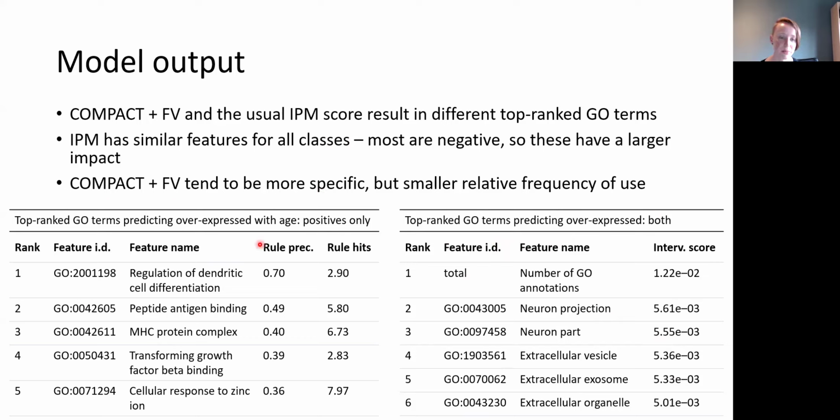The approach used in the paper tended to have more specific features, but had smaller relative frequency of use. Because most of the GO terms were negative, if you're only looking at the positive, they're not going to be used as much. So you can see the rule hits, this is the number of essentially correct times it's identified, are relatively small for some of these. But it did come up with GO terms that seemed to make some sense.